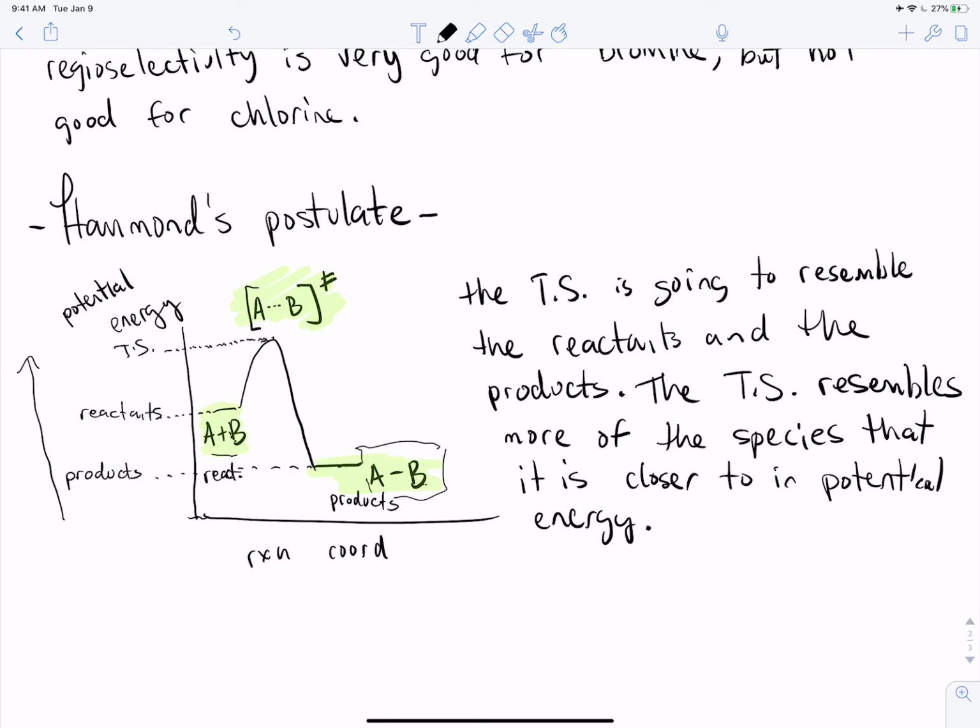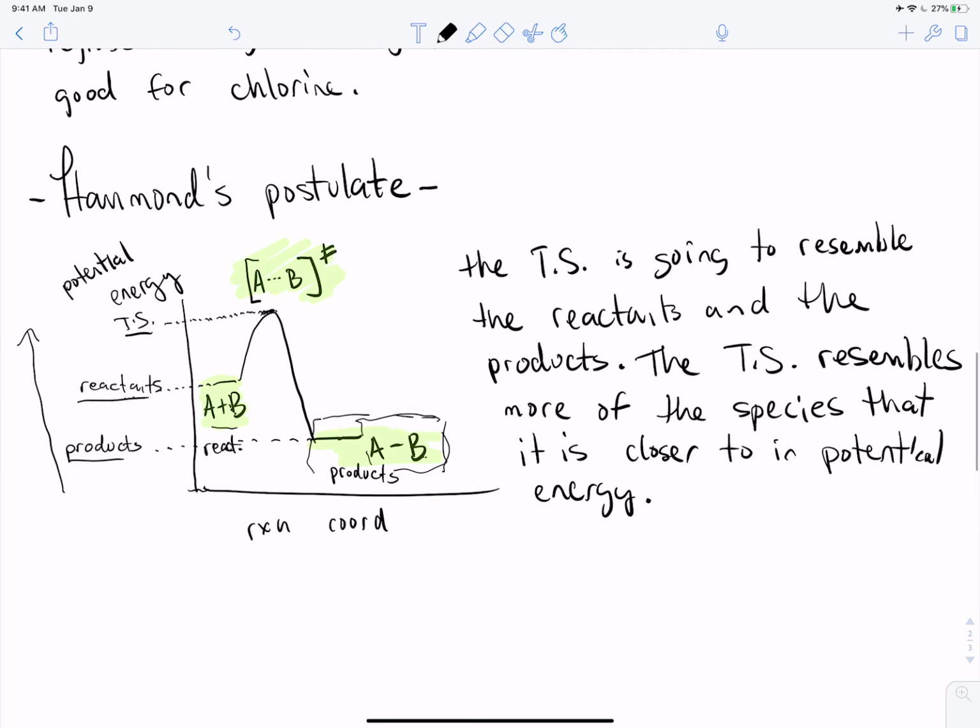So what is the transition state closer to? There's nothing tricky about this. The transition state is closer in energy to the reactants than the products. The products are way down here, and the transition state is way up here. So reactants are higher in energy, and so naturally they're closer to the transition state.